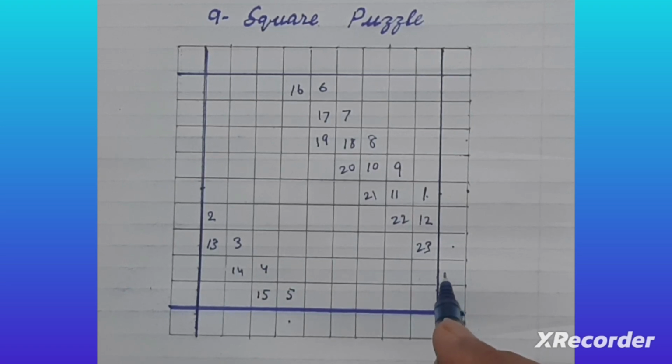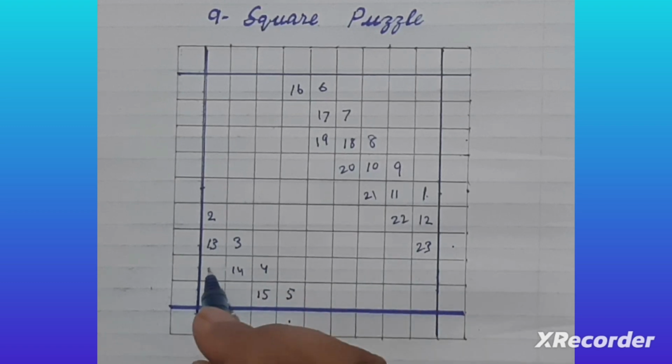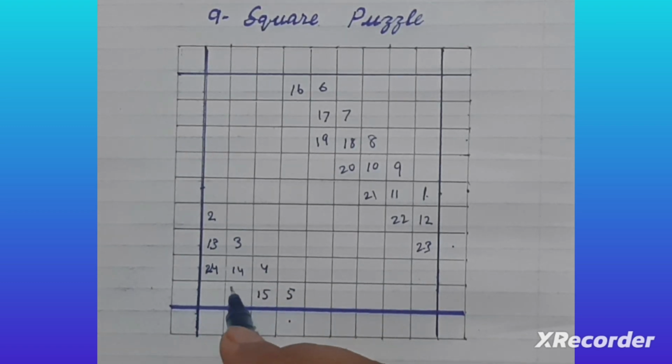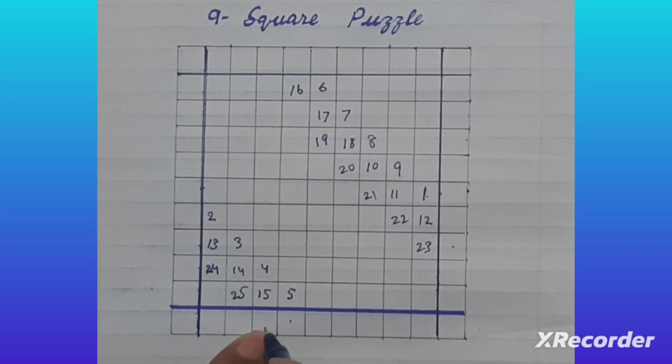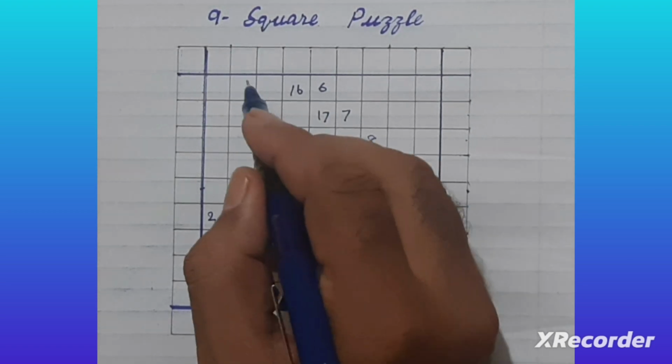Therefore we follow this row at its start. We write 23 here, and 24. After 24 we have 25. Diagonally when we move from this square to the other, the next square is here. It should be 26, but it is out of the square. Therefore we follow this column at its start. We write 26.